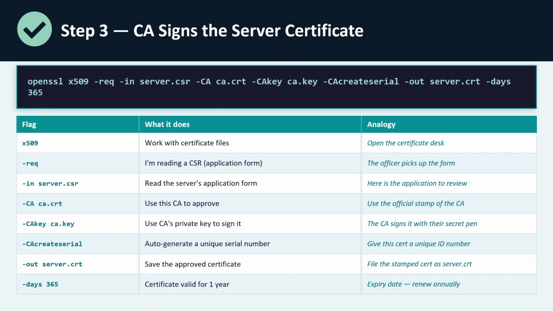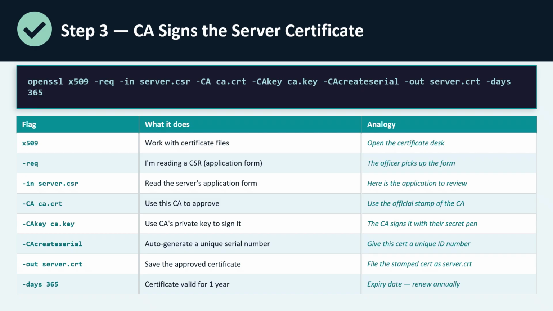On the 8th slide, we had the application form to the CA to get the official certificate issued. We have the command below, and we'll walk through each command and the parameter that itself defines everything. The x509 -req means we are working with a new certificate. Request means we are reading a signing request. server.csr is the application form from the previous step. ca.crt uses the root CA to approve this.